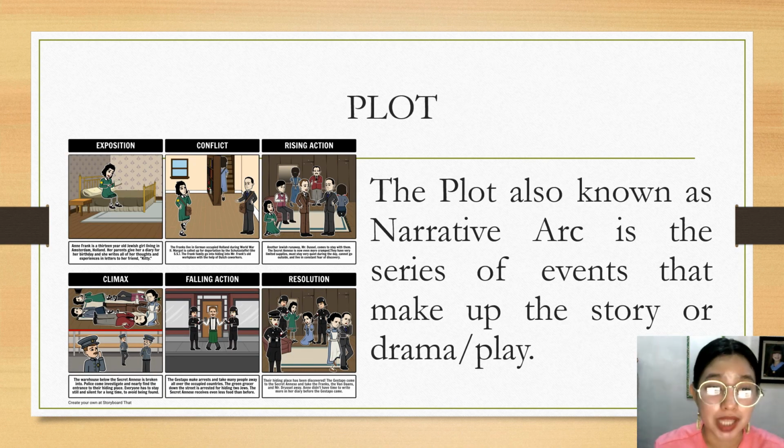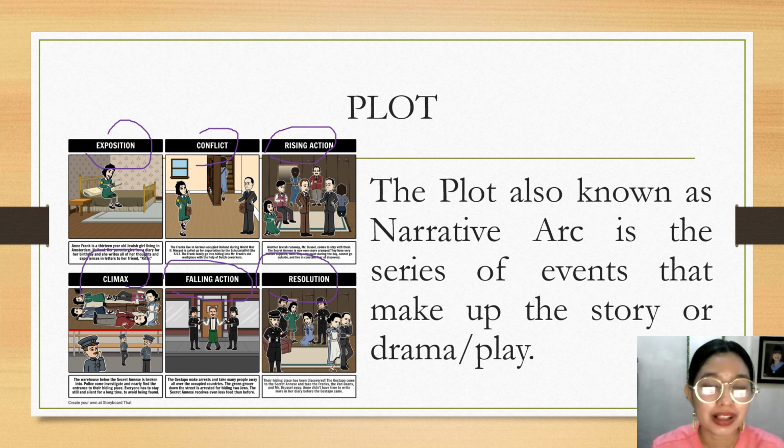Next is the plot. The plot is also called the narrative arc. This is the series of events that make up a story. We have the exposition, the conflict, rising action, climax, falling action, and resolution. In the novel The Diary of Anne Frank, it is a diary, so it doesn't follow a classic plot pattern.